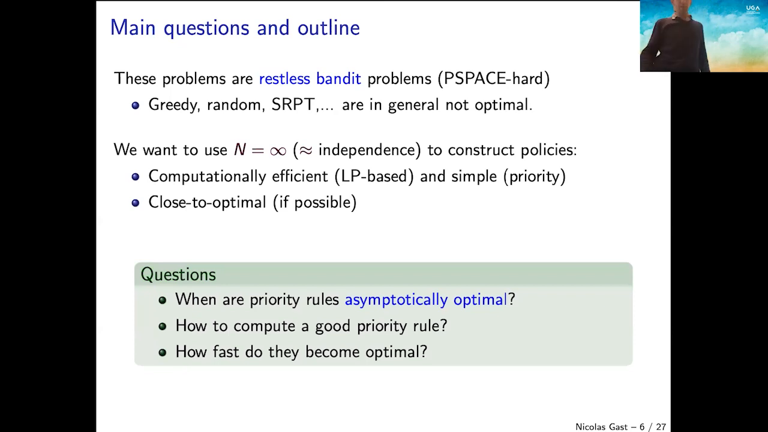And so that's essentially my first two questions: when are priority rules asymptotically optimal, how to compute them, and in particular, how fast do these policies become optimal as the system size grows. Okay, so we're really saying we have n finite, but we can solve the n infinity problem, and what does it say to us about the finite n problem?